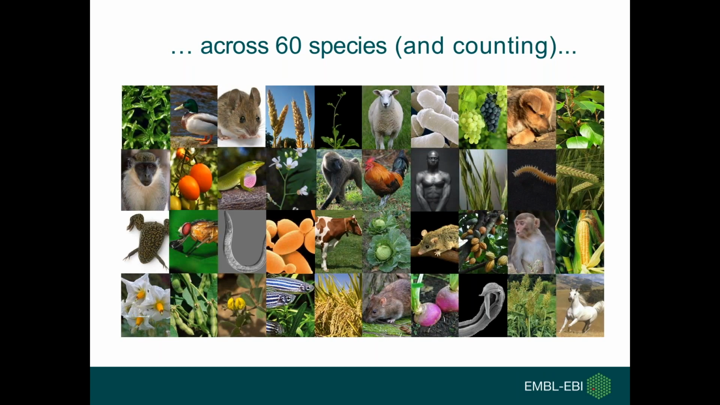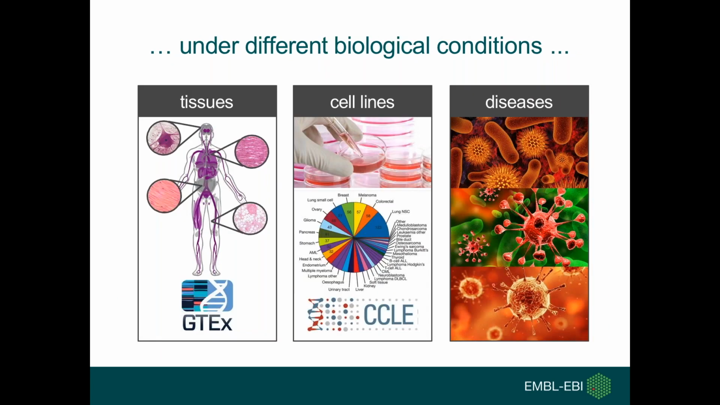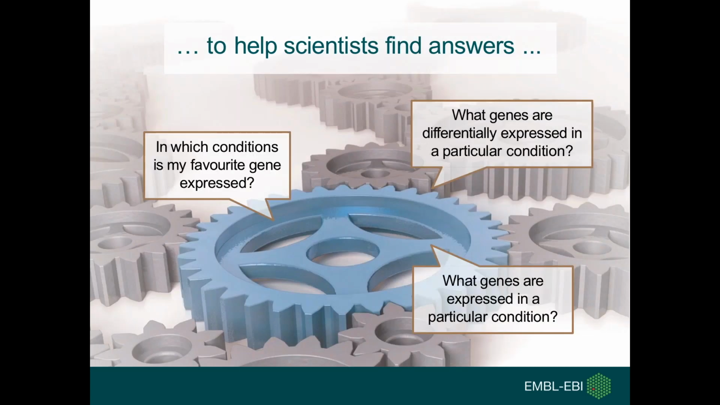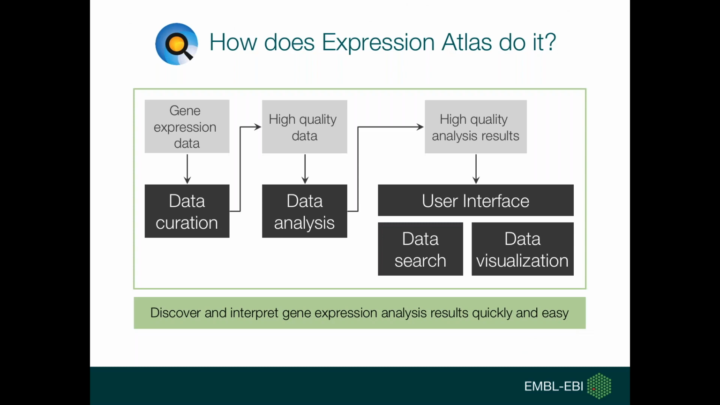The datasets we have in Expression Atlas cover across 60 different species and counting, under multiple different biological conditions, with the sole aim to help scientists find answers to their biological questions. How do we do this? Gene expression data is firstly curated to produce high-quality, richly annotated datasets. These are all sent through the same reanalysis pipeline and presented in a user-friendly interface to allow data search and data visualization.